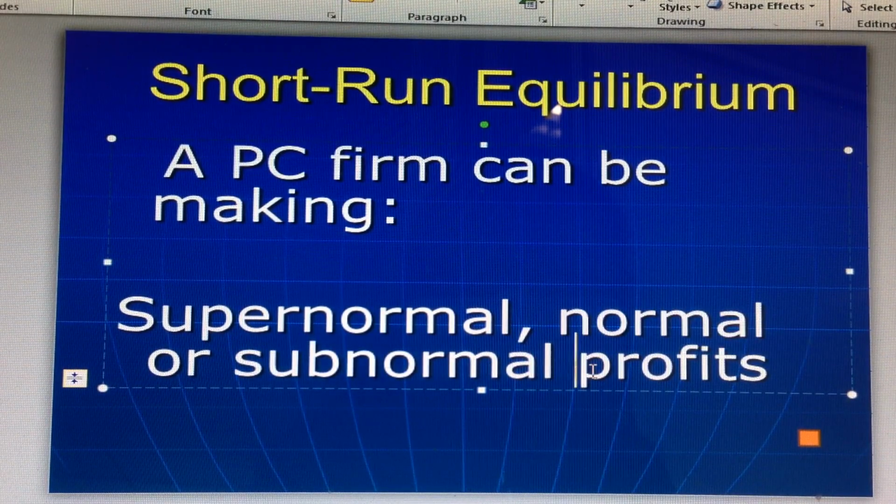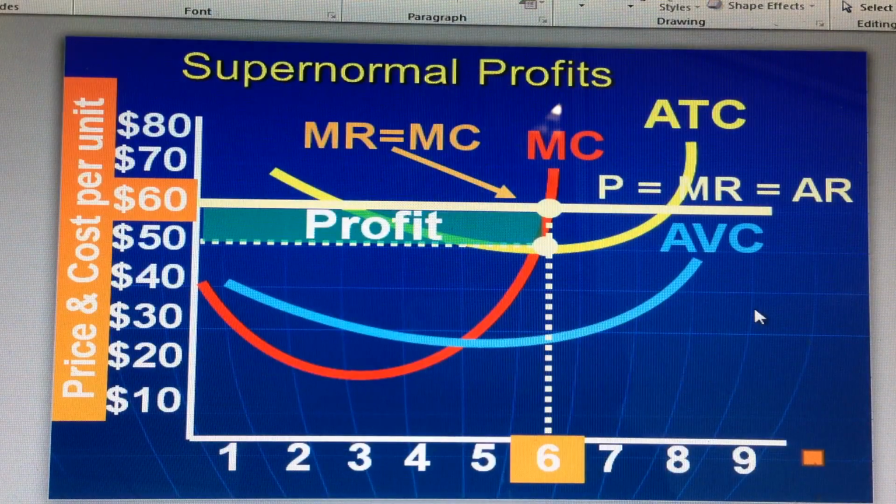So in the short run, it can be any of it. But in the long run, it will only be normal profit. Let me repeat. For perfect competition, in the long run, it will be normal profit. In the short run, it can be any of the three. Why will the long run be normal profit? The reason is free entry and exit. That's the reason. Now let's look closely at the graph.